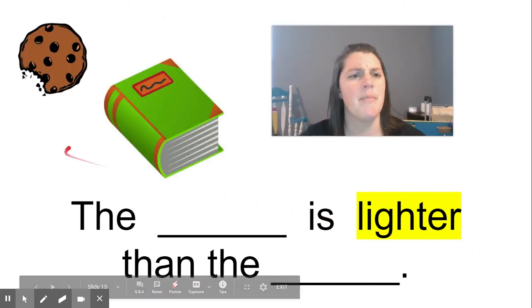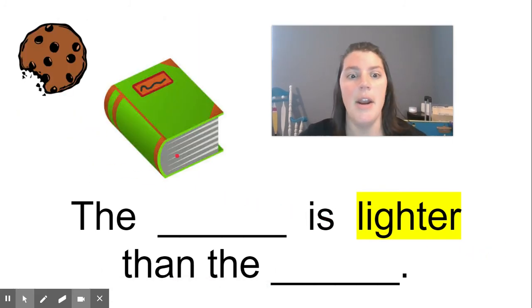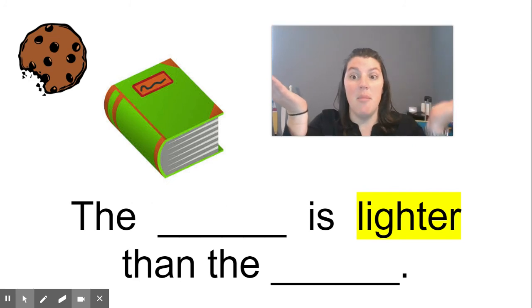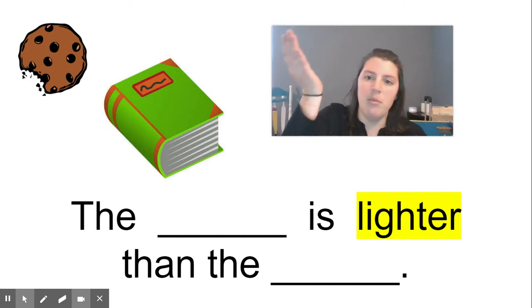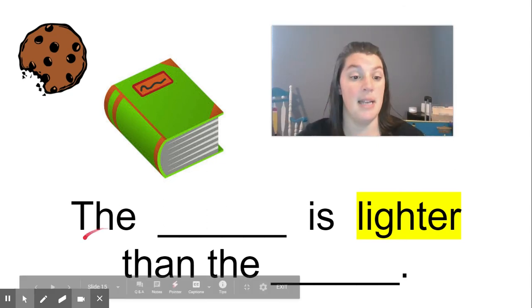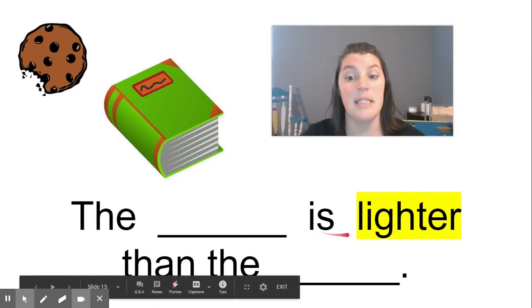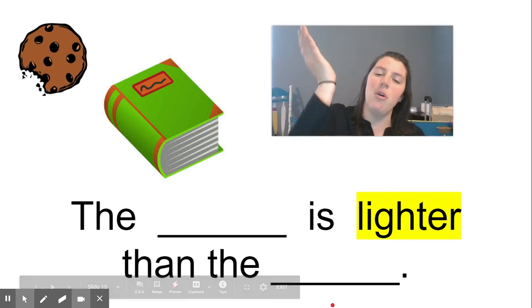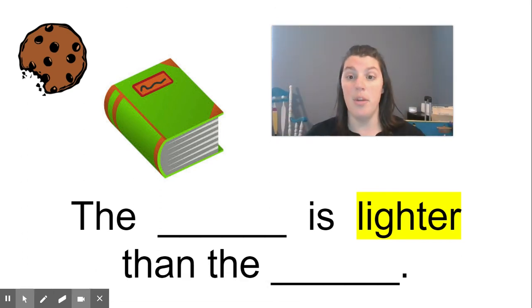Look at these pictures. I have a cookie and a book. Ooh, look how big and thick that book is. Imagine you're holding them in your hands to feel the weight. Cookie in one hand and that big book in the other. Which side will go down and which side will go up? My sentence says the blank is lighter than the blank. So I'm wondering which side is lighter, which side will go up, the cookie or the book?